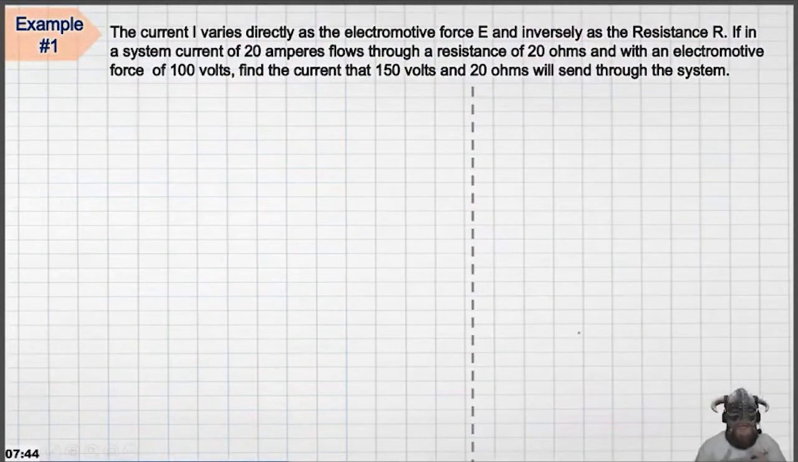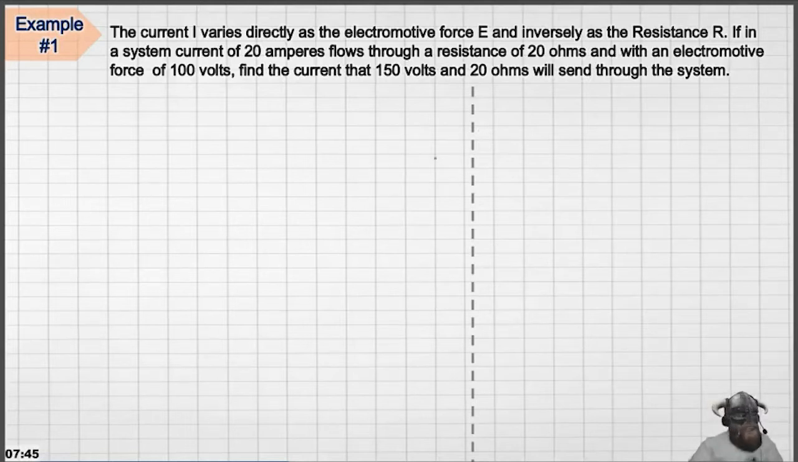So, katulad ng joint variation, medyo mahaba din yung mga examples or mga type of problems involving combined variation. But huwag kayong mag-alala, same step pa rin naman. So, the current I varies directly as the electromotive force E and inversely as the resistance R. If in a system, current of 20 amperes flows through a resistance of 20 ohms and with an electromotive force of 100 volts, find the current that 150 volts and 20 ohms will send through the system.